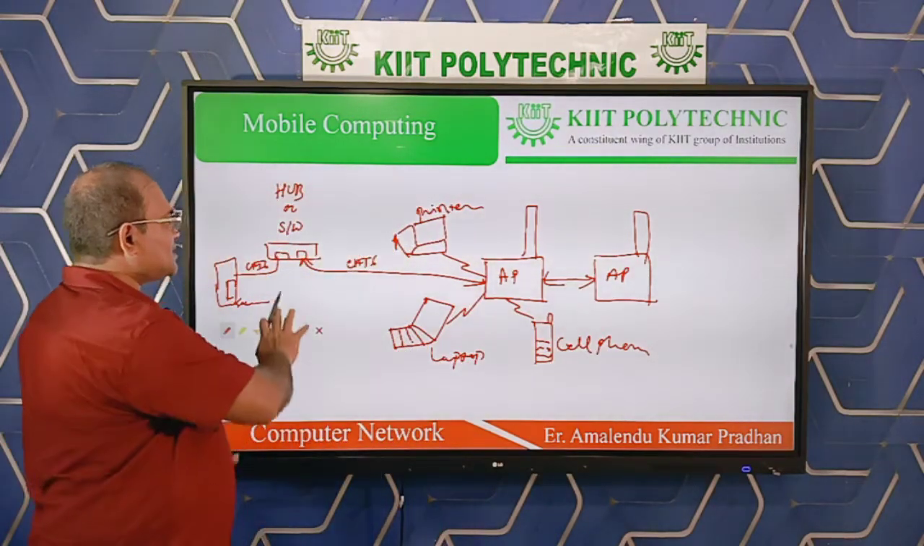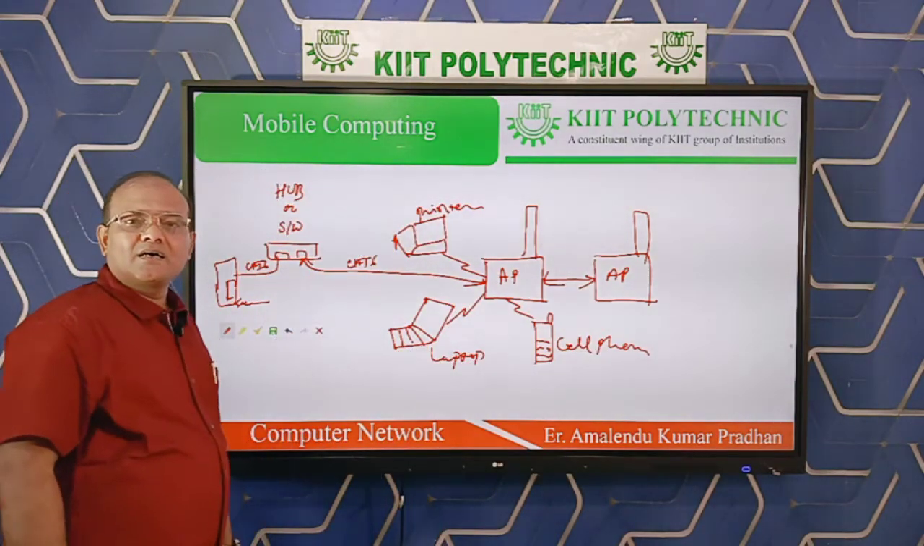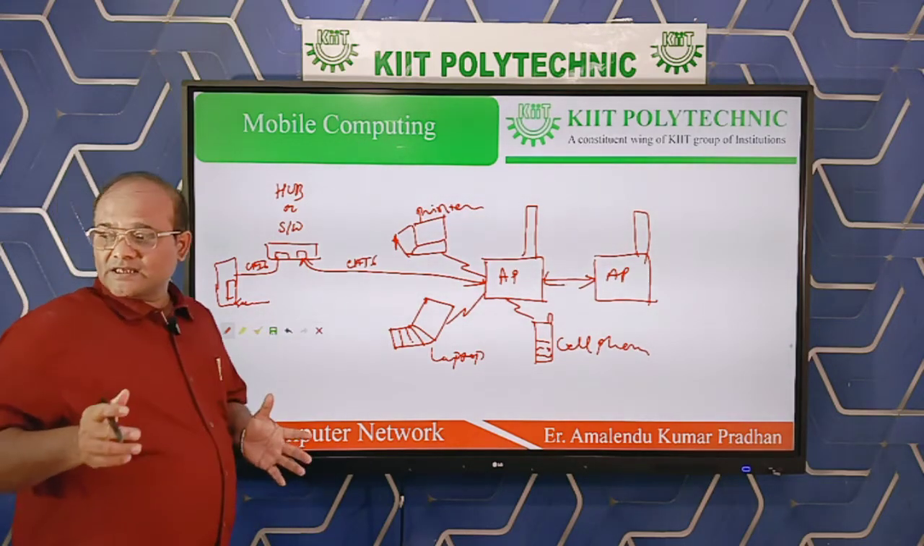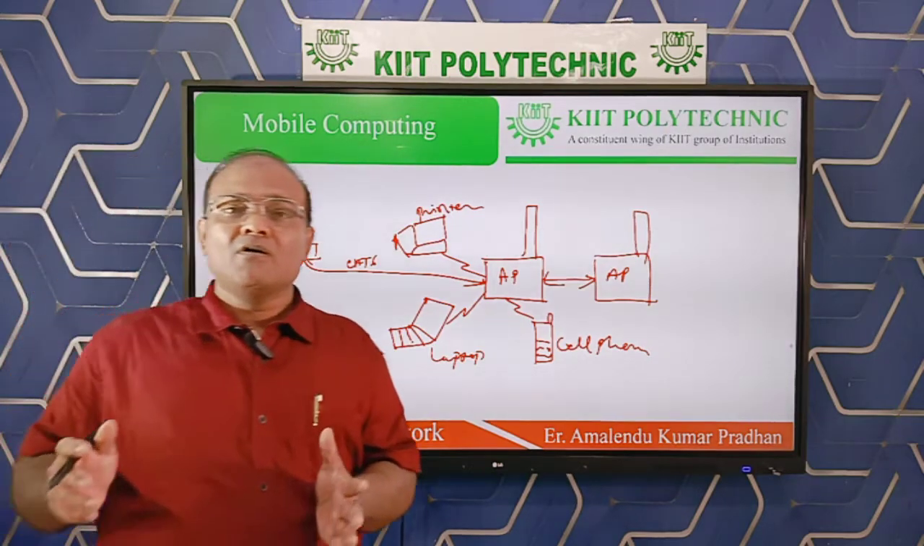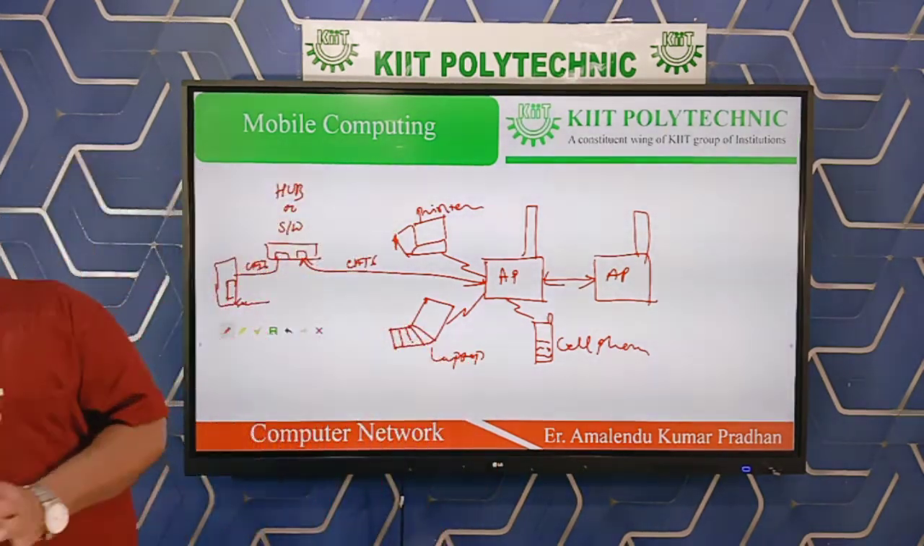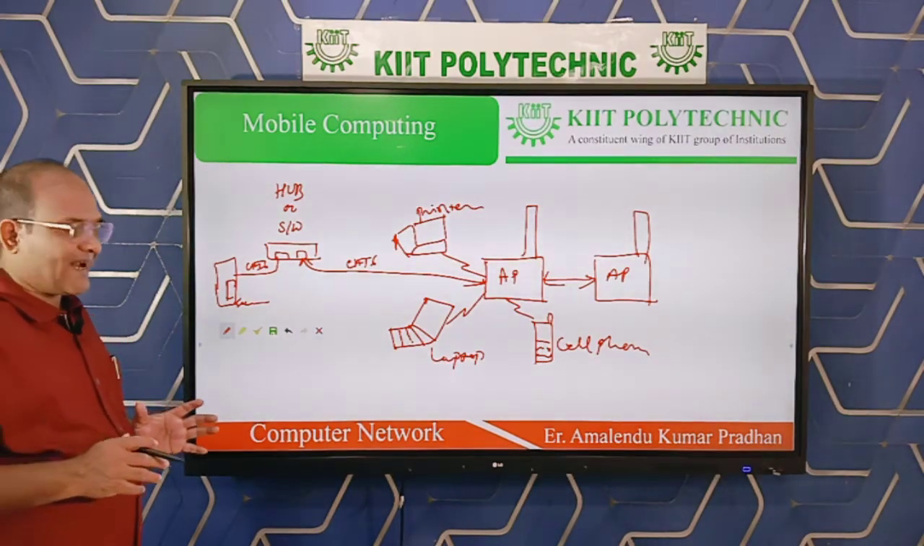So this is called your basic wireless setup. And this wireless is always of two types. One is enterprise network and another one is your ad hoc network.